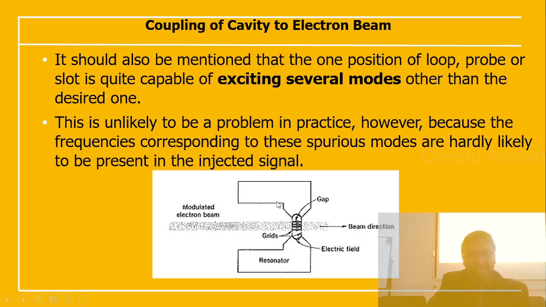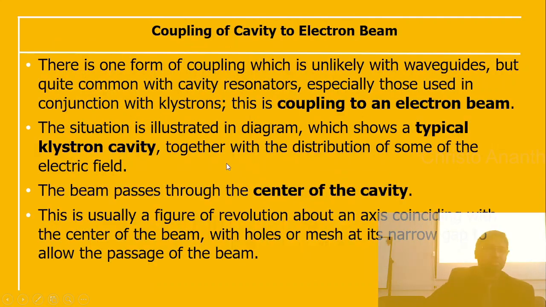Okay, so here you can see the modulated electron beam. We have the gap, the beam direction, and the grids. The electric field is in this direction in the resonator. So there is also one form of coupling which is unlikely with waveguides, but much more common with cavity resonators, especially when used in conjunction with klystrons. So this you can call coupling to the electron beam.